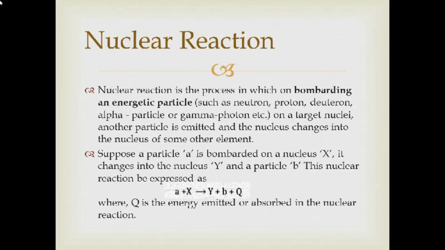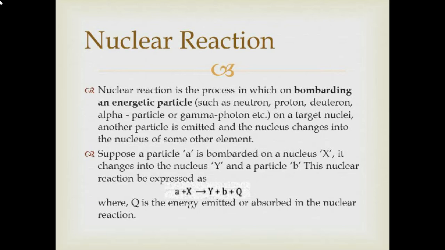Nuclear reaction, now we are going to see. A nuclear reaction is the process in which we bombard a target nucleus with energetic particles, such as a neutron, proton, deuteron, alpha particle or gamma photon. When we bombard the target nucleus with an energetic particle, another particle is emitted and the nucleus changes into a nucleus of some other element. Suppose a particle A is bombarded on a nucleus X, it changes into a nucleus Y with the liberation of particle B.